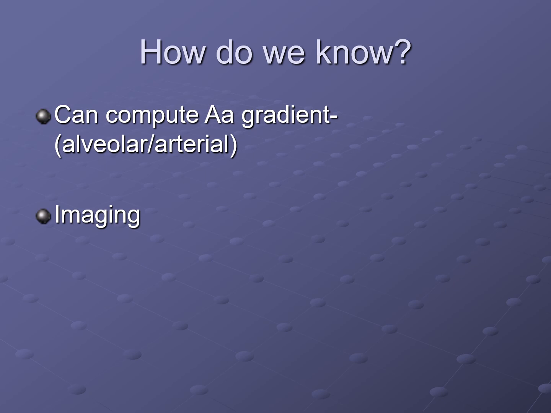You can compute the alveolar arterial gradient. There's various equations that can be found in Hippocrates and in MDCalc, and you can also figure out, obviously, using imaging.